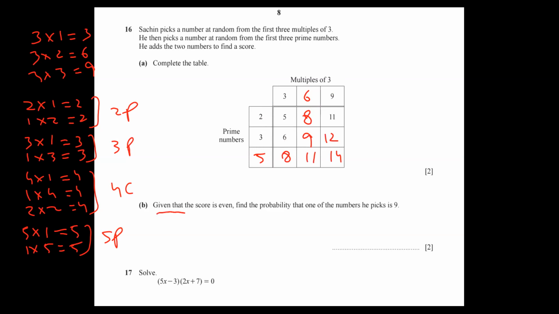Given that the score is even, this is called conditional probability. Whenever "given that" comes, this is called conditional probability. And whenever conditional probability comes, what is the way to handle it? After "given that", whatever the condition is will go directly in the denominator. So I mean to say, the score is even.